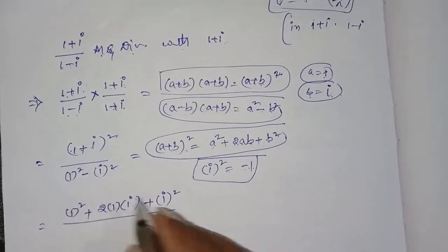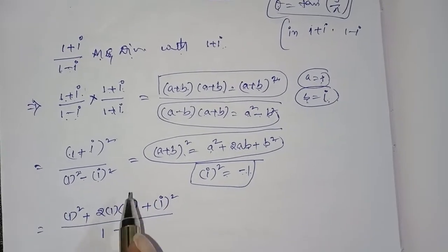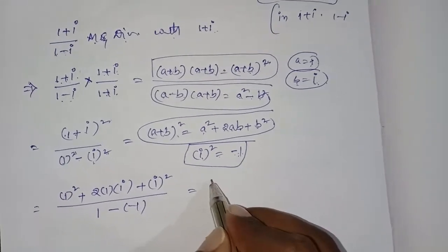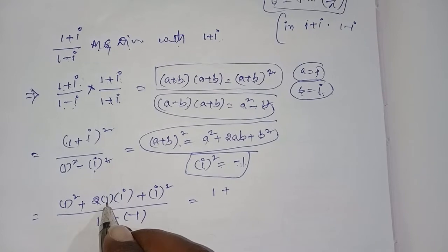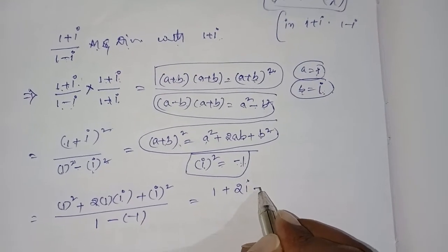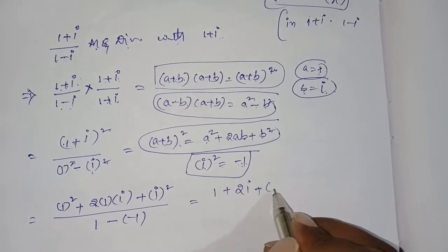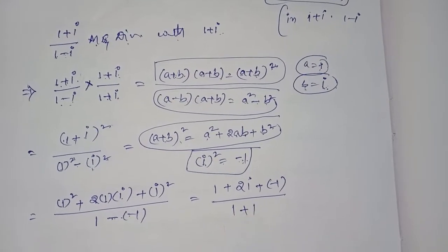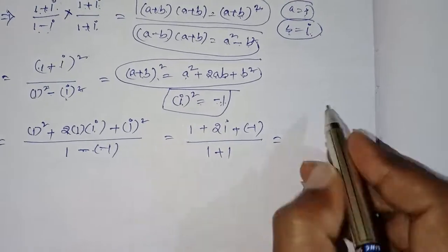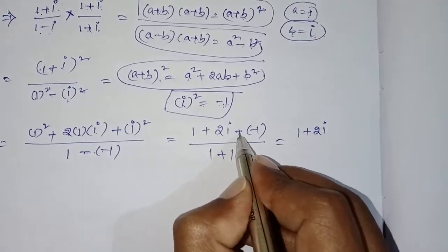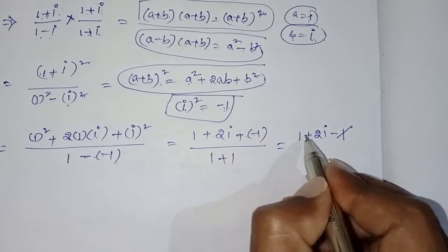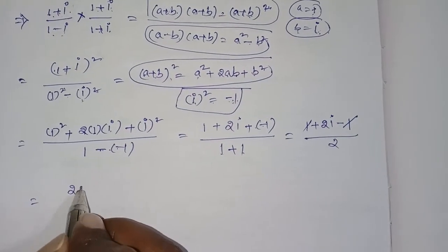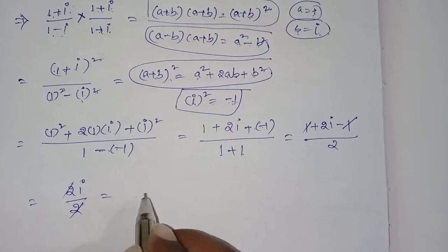I squared is -1. (1 − i)² = 1 − 2i + i², and again i² is equal to −1, so 1 − 2i − 1. Here, minus into minus is plus, so the 1 and the 1 cancel, and 1 plus 1 is 2, which is equal to 2i by 2. The 2 gets cancelled, so this is only i.